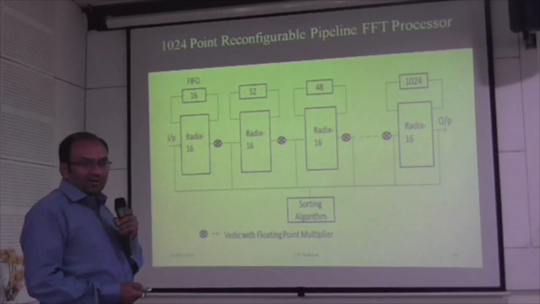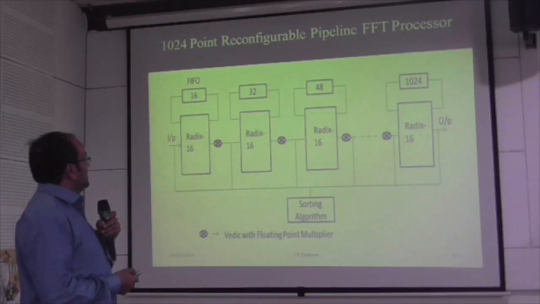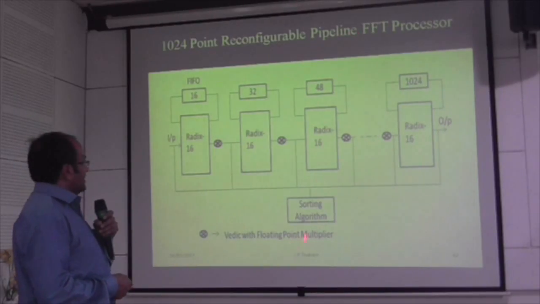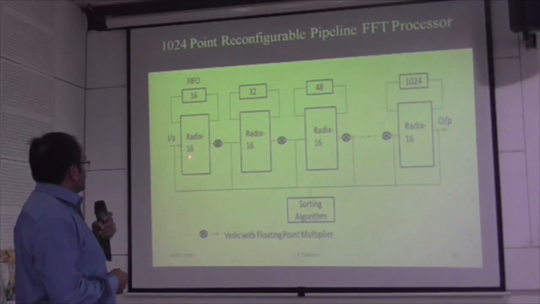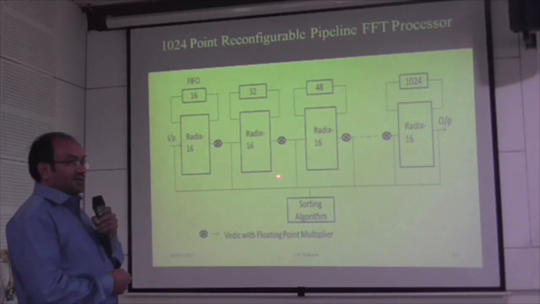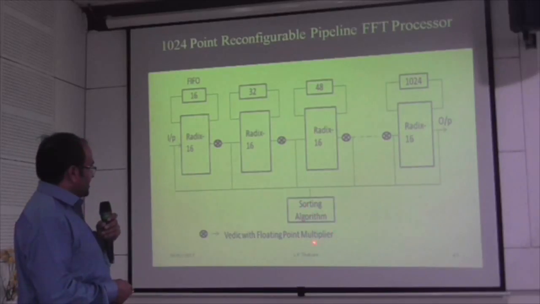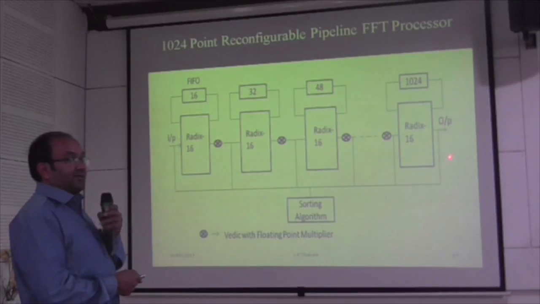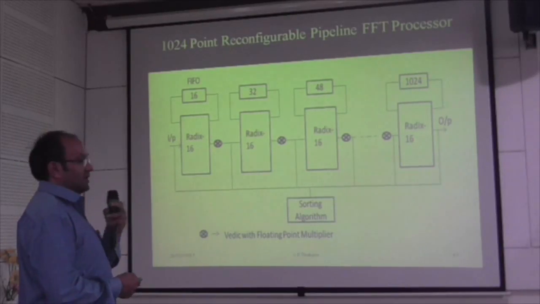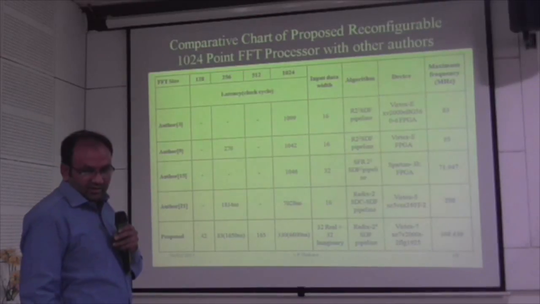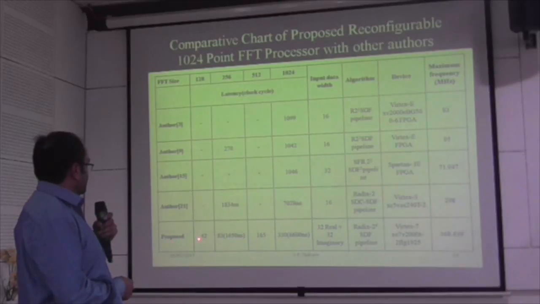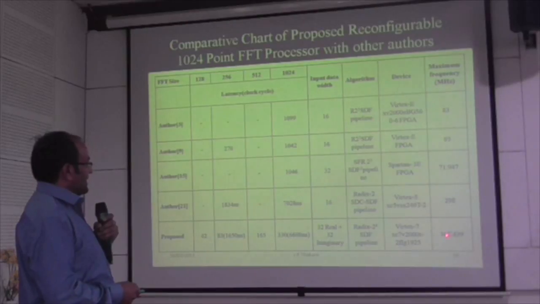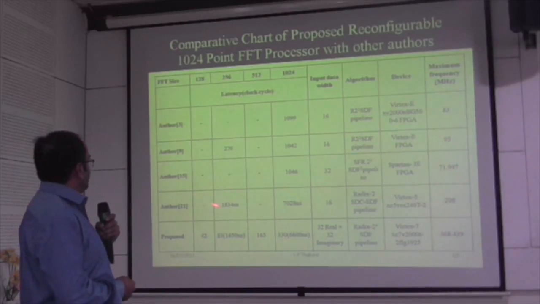Then I designed a generalized reconfigurable pipeline FFT processor of up to 1024 points. Here, for the Radix-2 inputs, we are applying the complex multiplier which I designed, and this sorting algorithm is used to select any number of FFT points which we want for our application. These results are compared with the authors'. Here also, for 1024 points, it gives a higher frequency compared to the previous results.